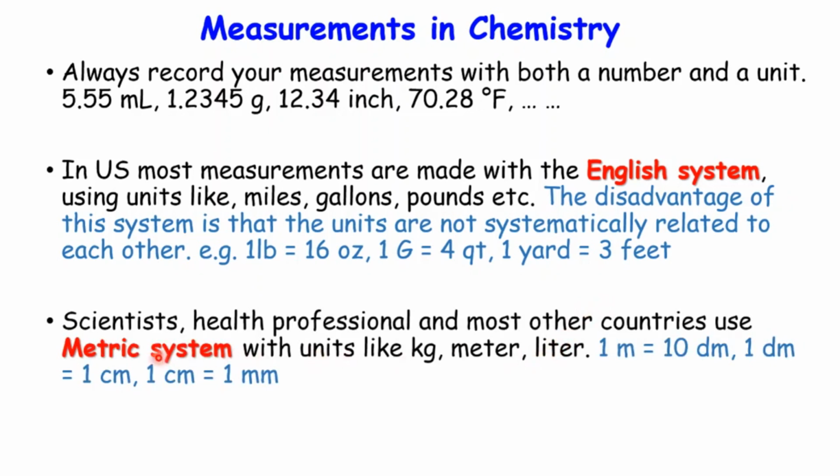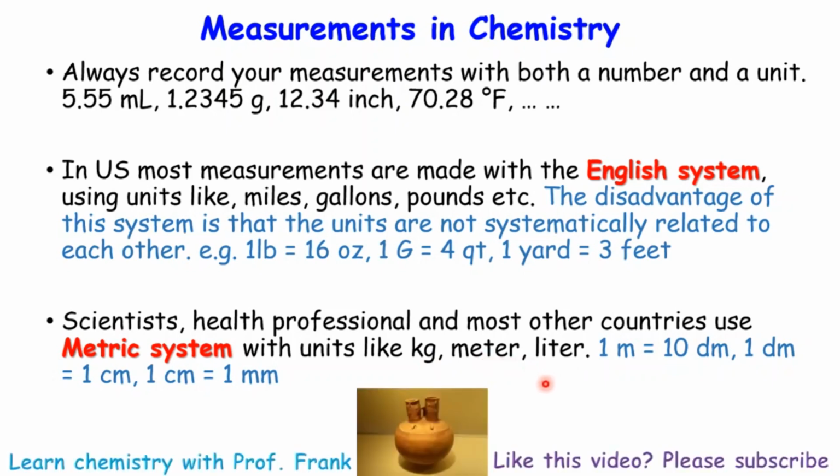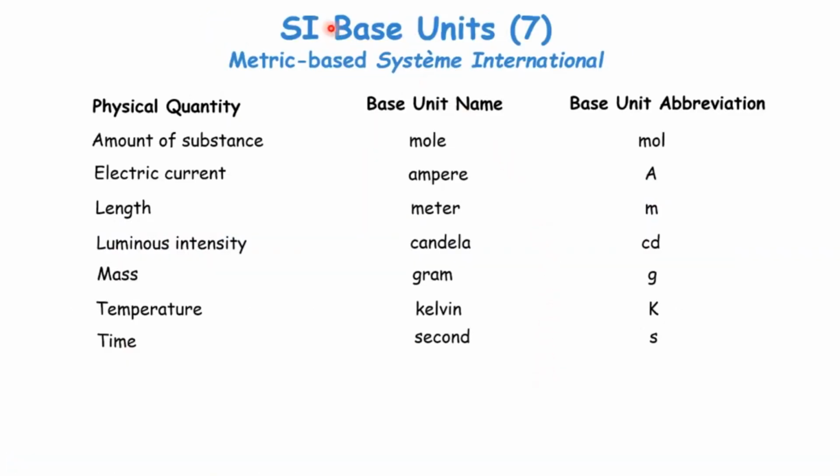The other one, used in most other countries, is called the metric system. All of those units are ten-based, so they are systematically related. Those units are something like kilogram for mass, meter for length, and so on. There are a total of 7 base units in the metric system, and we also call it the SI system, metric based.